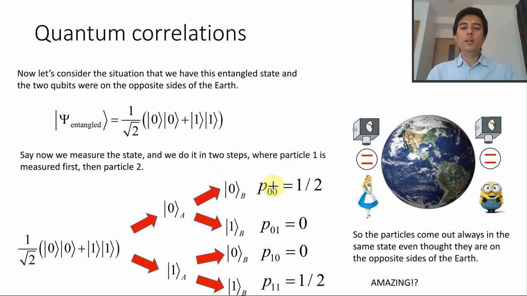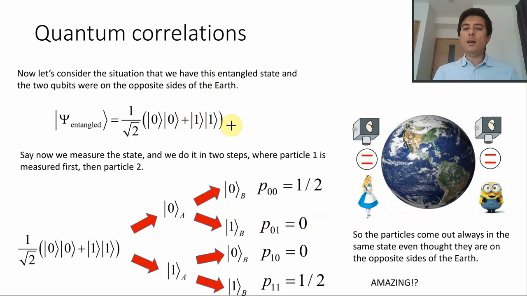And the probability of Alice getting 0 and Bob getting 1 is 0, because that state doesn't exist in this superposition, and nor does the state 0, 1 where Alice gets 1 and Bob gets 0, because again that state doesn't exist here.